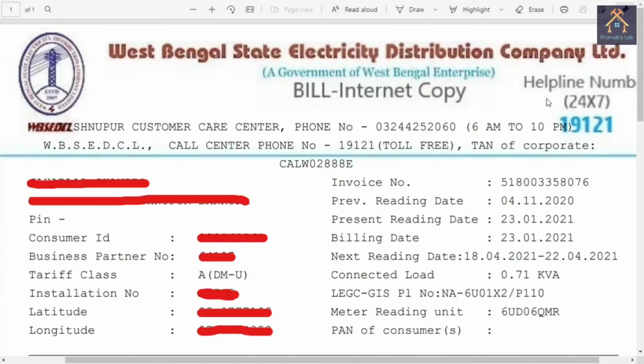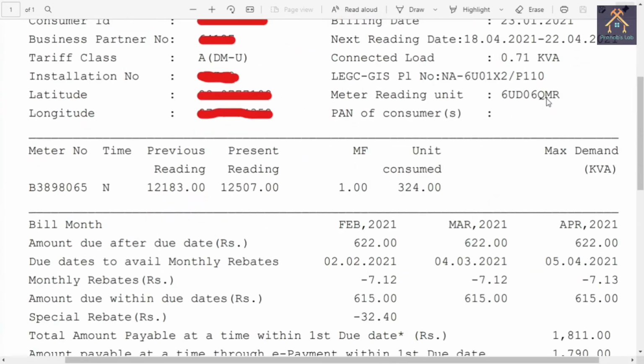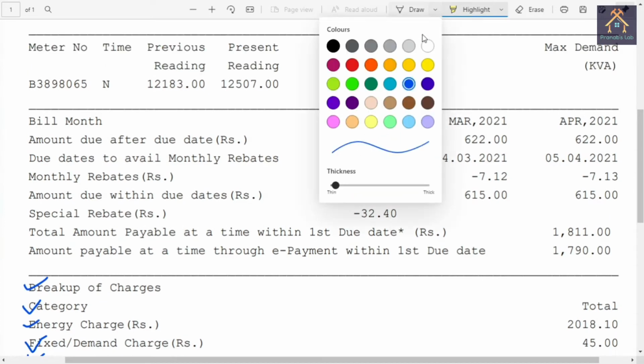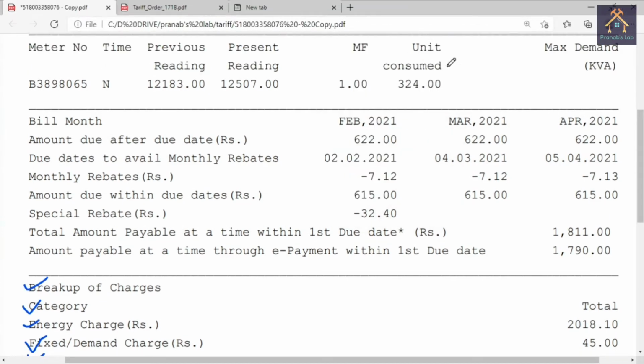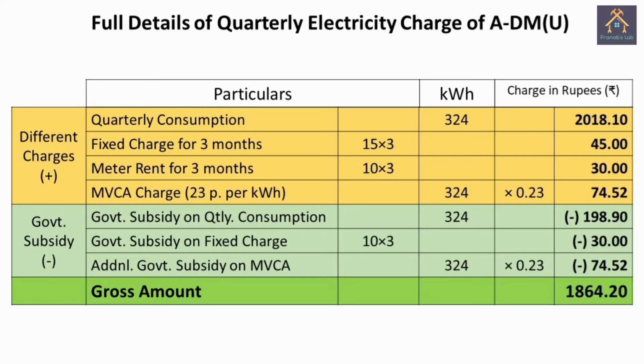So you can see this is the internet copy of the bill. First of all, let's discuss the per month bill calculation. Here you can see I have discussed the full details of the quarterly electricity charge, and the gross amount was calculated as 1864 rupees 20 paisa, including the meter rent and the MBCA charge and subtracting the government subsidy. This was the bill for 3 months.